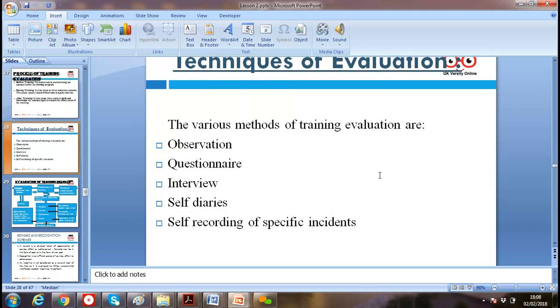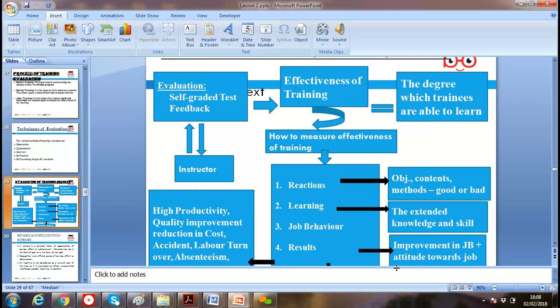Various methods: observation method. You observe yourself, the employee is doing it quicker, used to take more time, now is taking less time. Or the way of speaking. Individually, you can do a questionnaire to assess them. You can do interviews, self diaries, self recording of specific incidents. So all these are the measures we can look around to evaluate it.